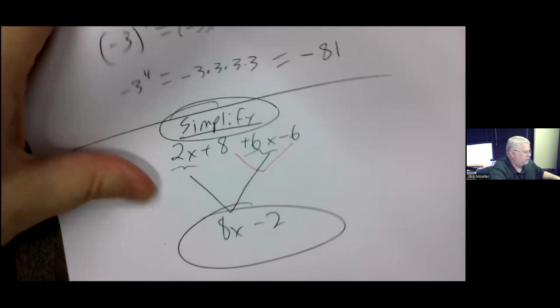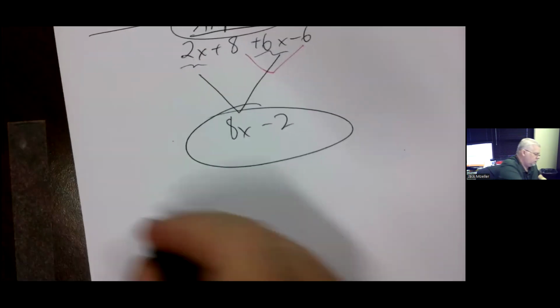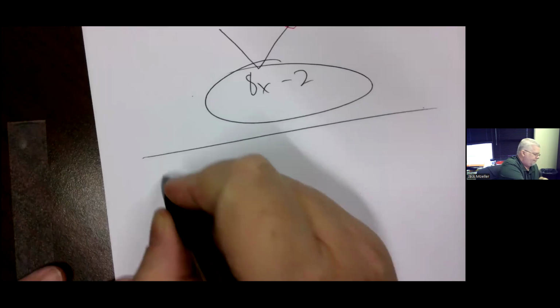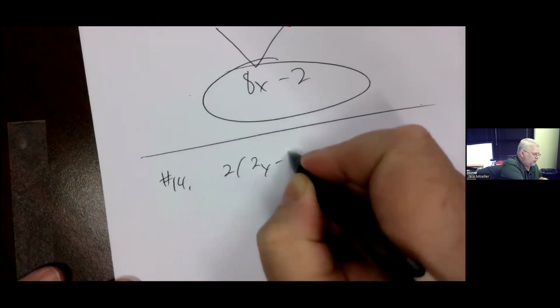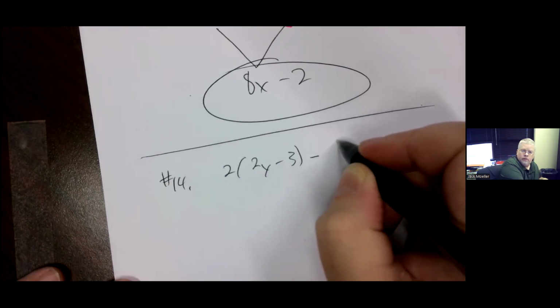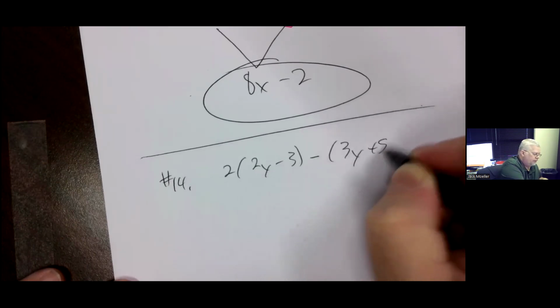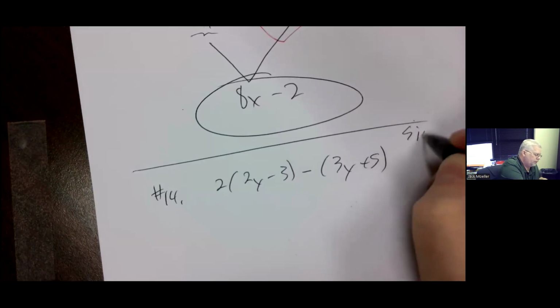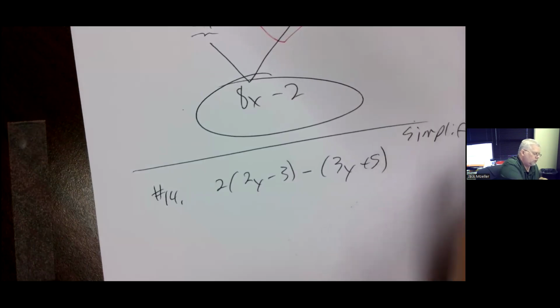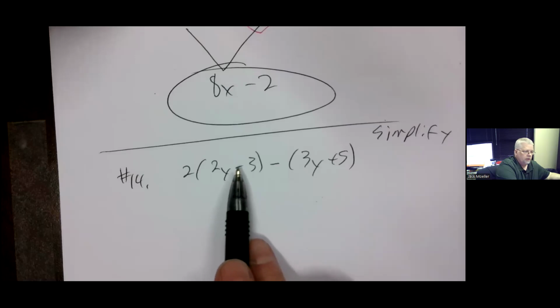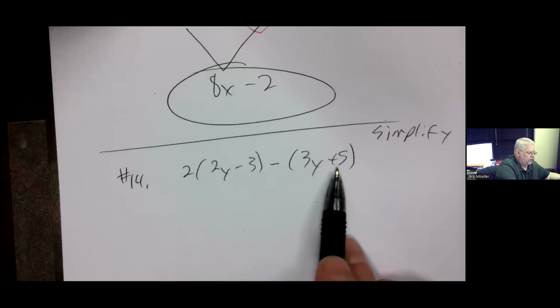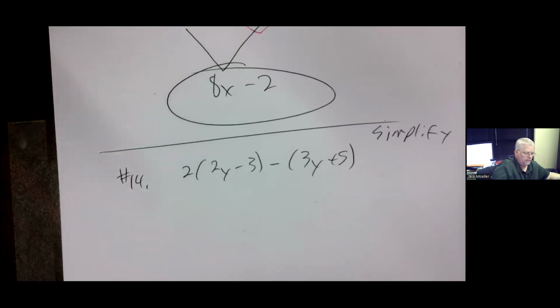Okay, so for example, here is my 14 on the full review. So we have 2 parentheses 2y minus 3 minus parentheses 3y plus 5. And this is a simplify problem, not a solve. Okay, so what do we do first? Well, order of operations says look inside grouping symbols. 2y minus 3, 3y plus 5 are unlike terms, so we cannot add them.